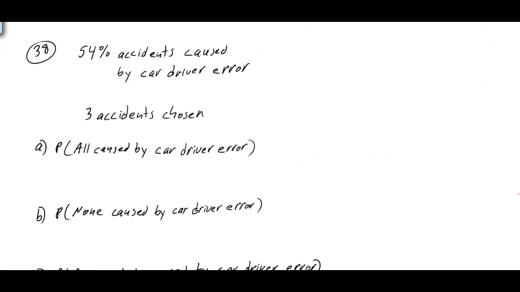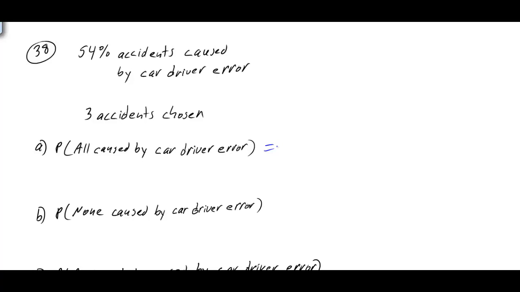All right, the next example is number 38. And it says here, the American Automobile Association reports that of the fatal car and truck accidents, 54% are caused by car driver error. And if 3 accidents are chosen at random, find the probability that all are caused by car driver error.